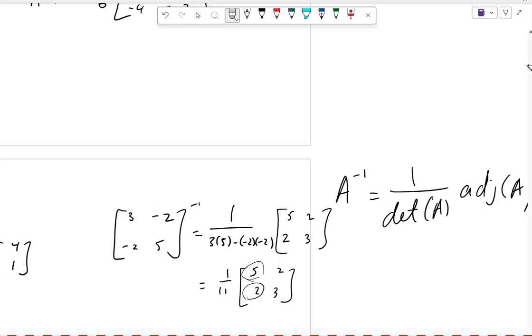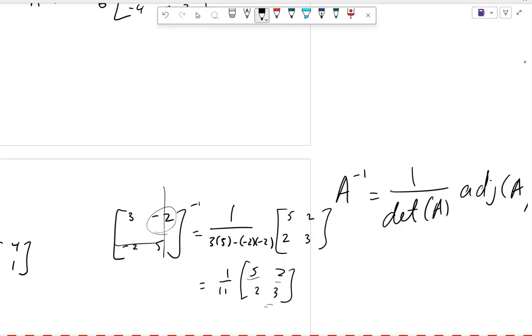Likewise, if you do row 2, column 1, we're left with this one, right? But again, we do the transpose, so that ends up in the same spot, but we make it negative because it's in the negative spot. And then finally, for the last one, if I eliminate row 2, column 2, I get the 3. That's why it ends up down here. And it was a positive.